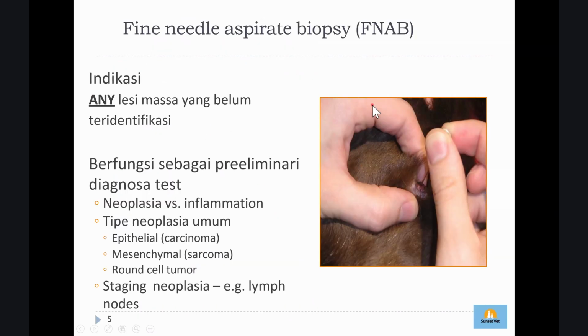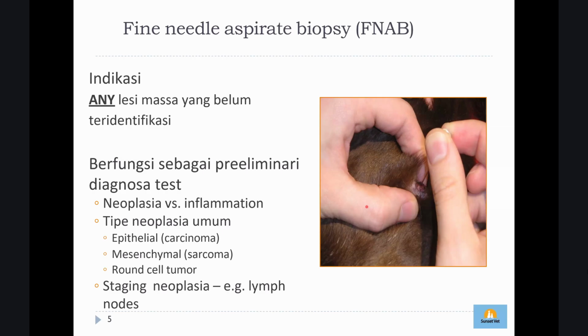And what is fine needle aspiration? Some people call it fine needle aspiration biopsy, but it's literally the same. We want to get the cells, so we call it cytology. The indication is if you don't know what's going on with the mass, you just use your magic needle, hold the mass, stick the needle into the mass, and take samples from different sides.